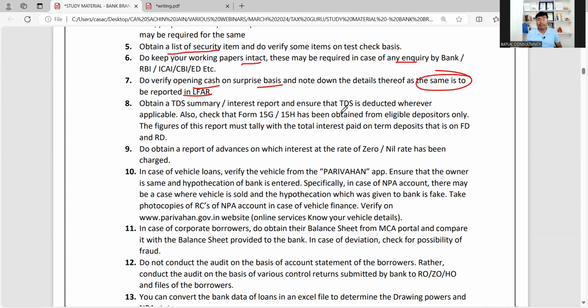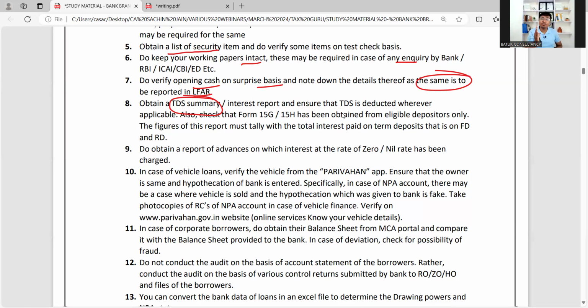As we all know, the bank has to deduct TDS on account of payment of interest, or payment of commission to their agents and all other things. So we just need to demand the TDS summary. And we also need to check the list of transactions. When you check the interest head, you will get the complete list of payment of interest.